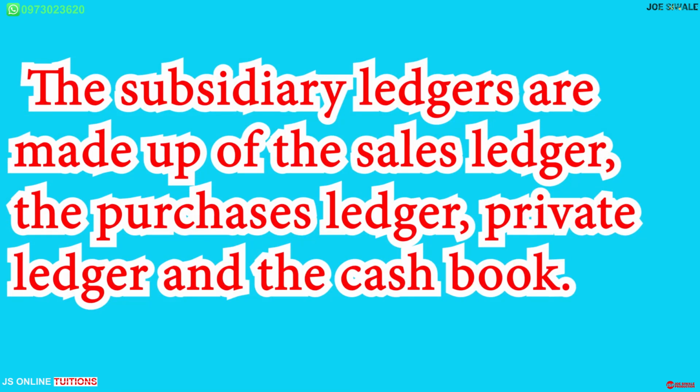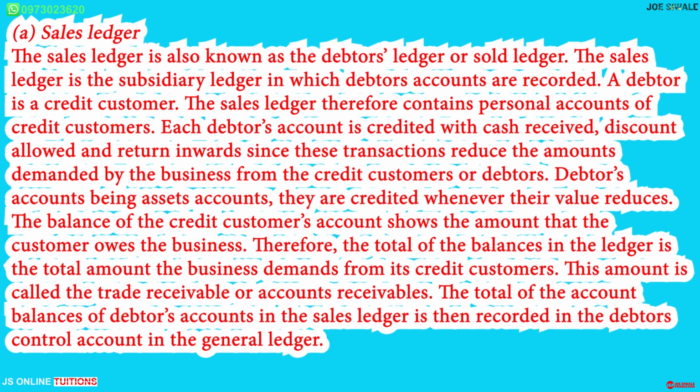The subsidiary ledgers are made up of the sales ledger, the purchase ledger, private ledger, and the cash book. So we're going to start with the sales ledger. The sales ledger is also known as debtors ledger or sold ledger. The sales ledger is the subsidiary ledger in which debtors accounts are recorded. A debtor is a credit customer. The sales ledger therefore contains personal accounts of credit customers.